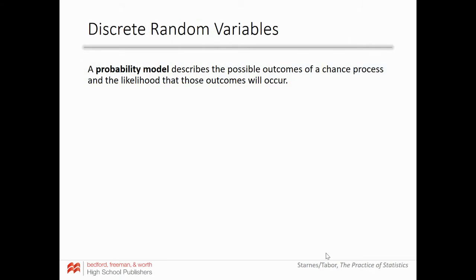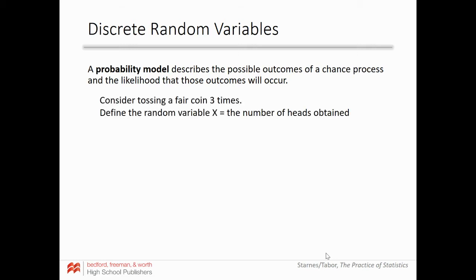So, discrete random variables. A probability model describes the possible outcomes of a chance process and the likelihood of those outcomes occurring. We saw that in chapter 5 a little bit. So here we are going to talk about, we're going to flip a coin 3 times. Our random variable is x, and that equals the number of heads obtained.